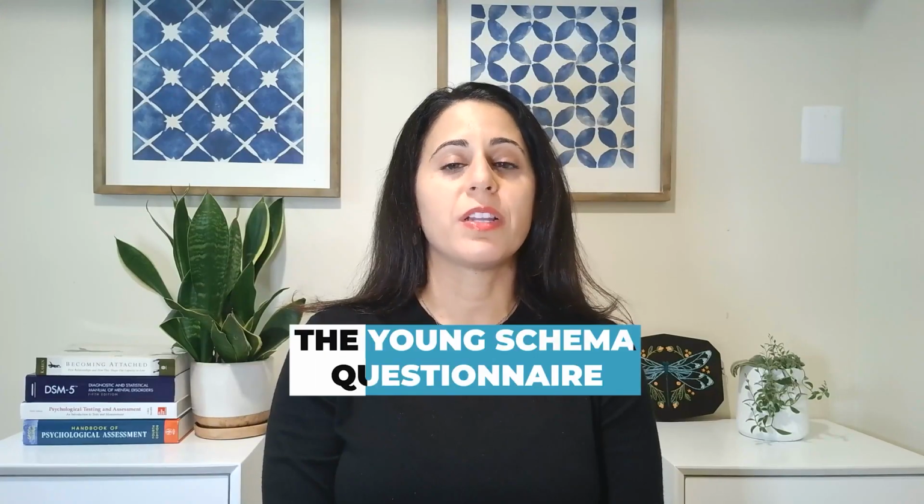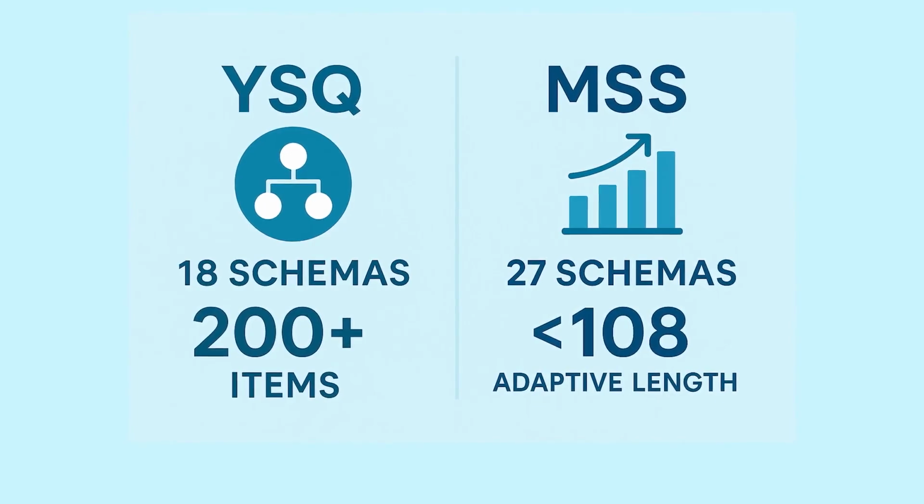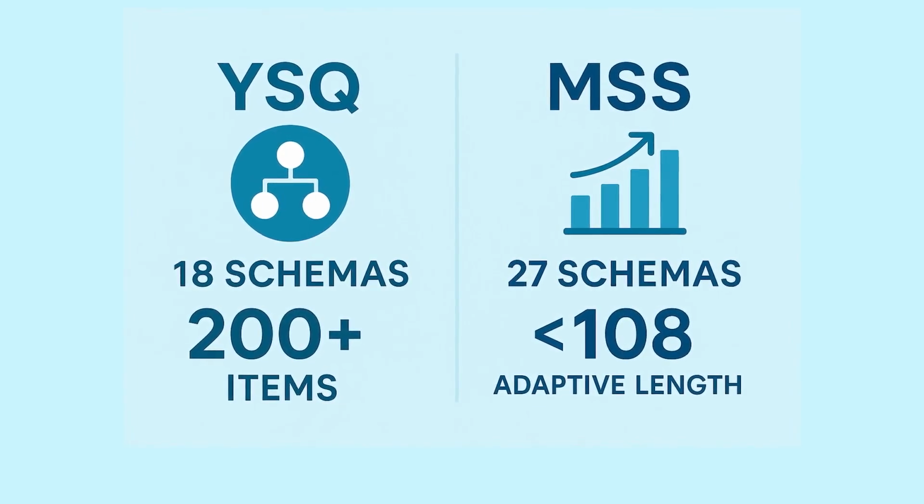So to really get why the MSS is such a big deal, it helps to compare it with the schema tool most of us know, the Young Schema Questionnaire, or YSQ. The MSS makes some critical improvements. First, it expands the scope from 18 to 27 maladaptive schemas, so you get a much more complete picture. But here's the really great part, it does that while being less than half the length and will dynamically adjust the length, only asking questions most relevant to the individual client.